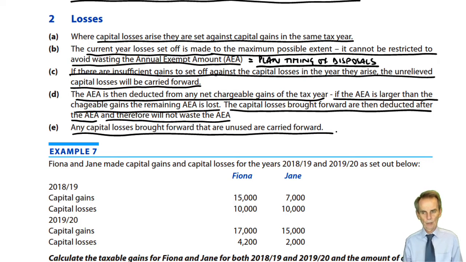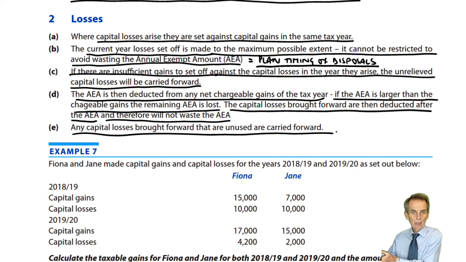A loss brought forward is deducted from the net gains of that future year after the AEA of that future tax year has already been deducted. So it's only if you are left with what would otherwise be taxable gains that you bring in your loss brought forward. And you only have to use the amount of that loss brought forward to bring those taxable gains down to zero. What is unused this year or that year or any other year continues to be carried forward. So the losses brought forward are way more flexible in their use than a current year loss. Well, you have no choice. It must be netted off against the other gains of the year.